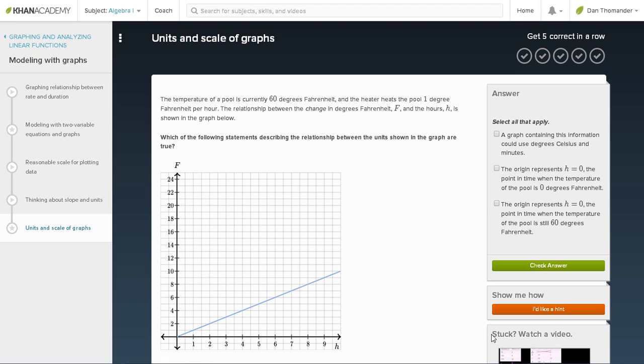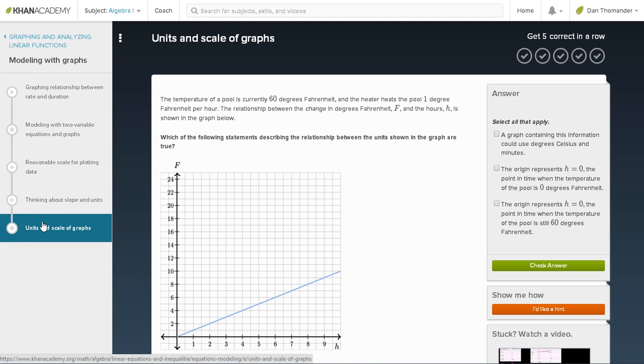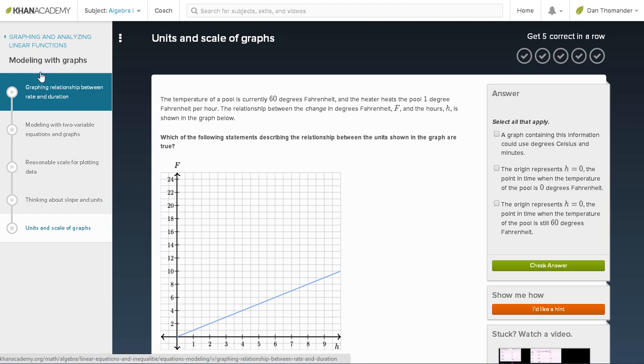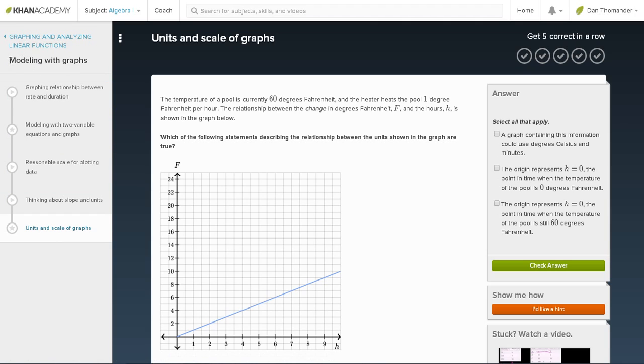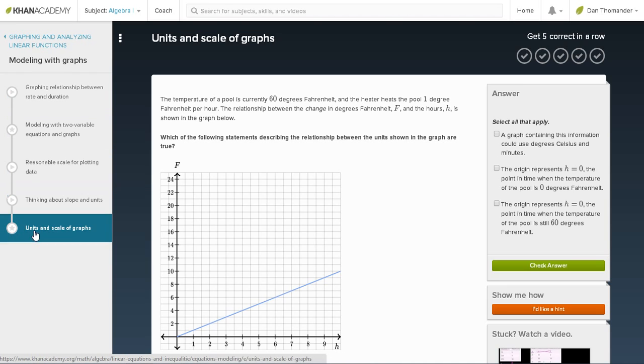But should you find that situation, you should go back and recognize that on the left side of the screen, you have exercises listed here, the names of them. They're part of a unit. This unit is called Modeling with Graphs, or a topic, maybe is the better way to say it. And in there, it's all the videos and the exercises related to it. So it's a good idea for you to work your way through these. Watch these videos, okay?